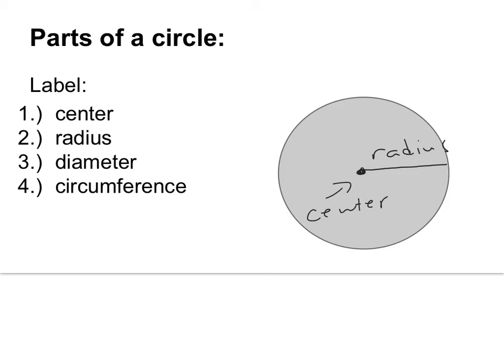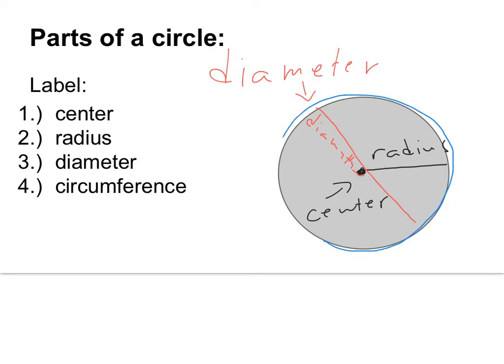Diameter is going to go all the way across. I'm going to change colors for that. So this is our diameter. And the diameter is the same as 2 radii. That's spelled D-I-A-M-E-T-E-R, diameter right there. And then the circumference is the distance around the circle. So just a little circle vocabulary to remind you.